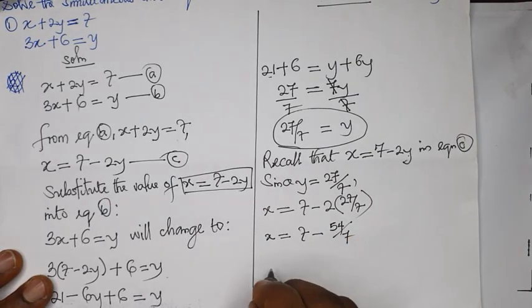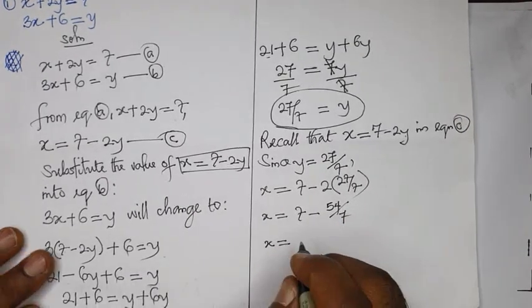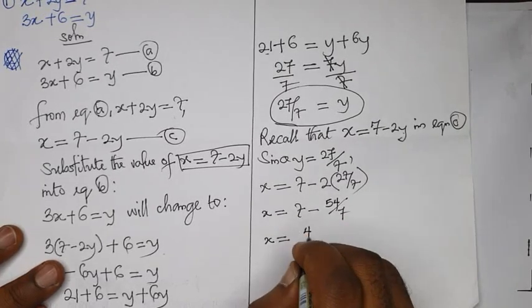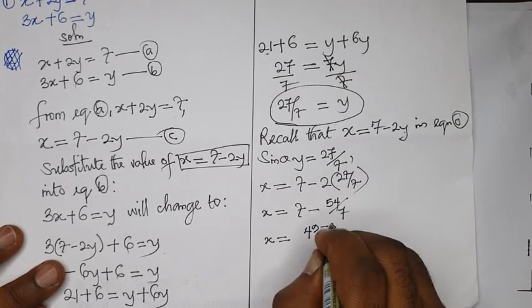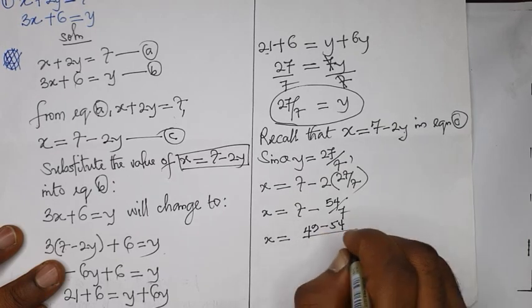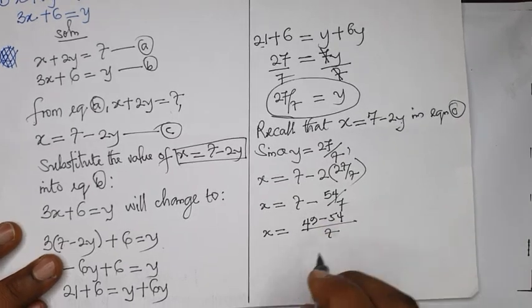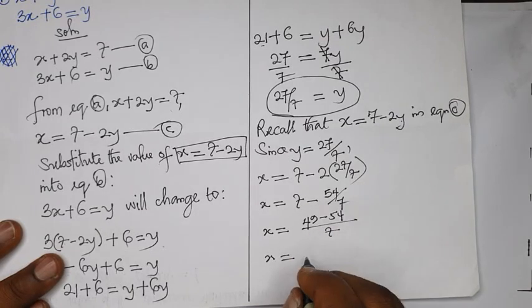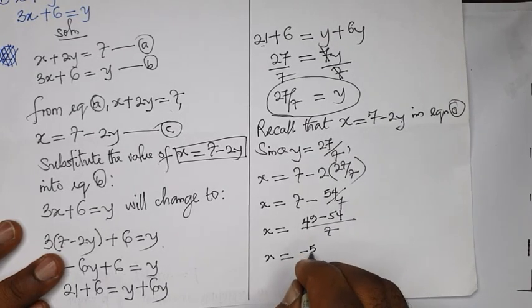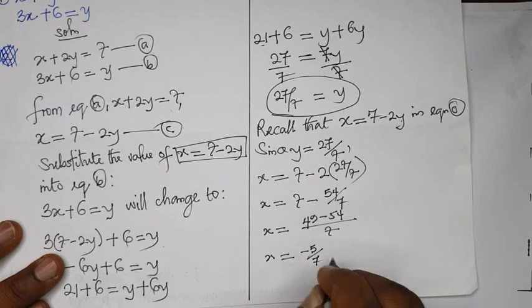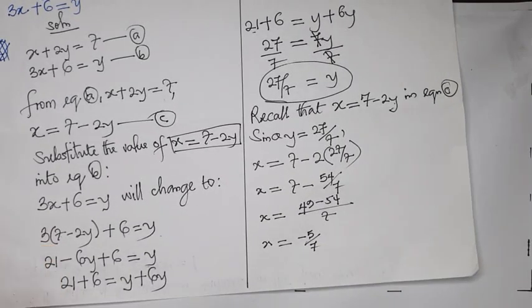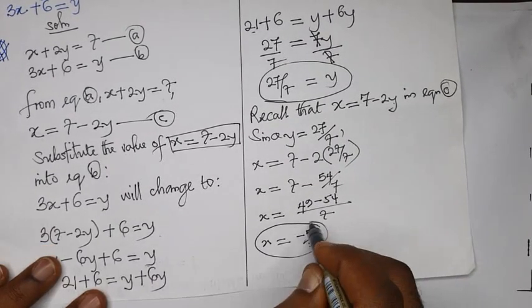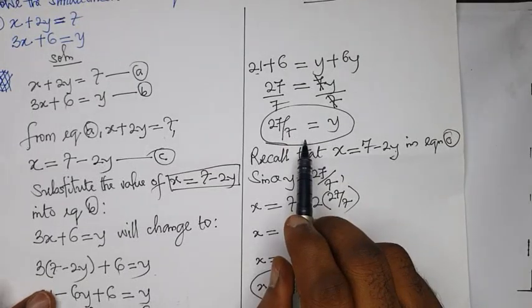Now let's simplify. X now will be equal to 7 times 7 is 49. So we are subtracting 54 from 49 and we'll be dividing that by 7. Therefore, the value of x will now become 49 minus 54 gives us negative 5. So we have negative 5 all over 7 for x. That is it. We have also found the value of x just as we found the value of y earlier.